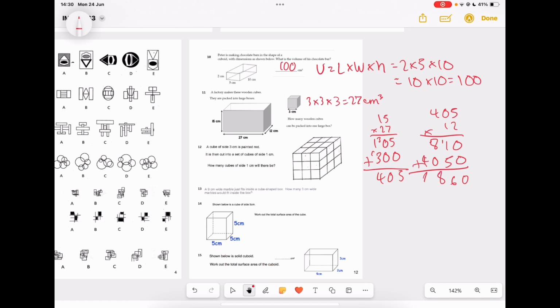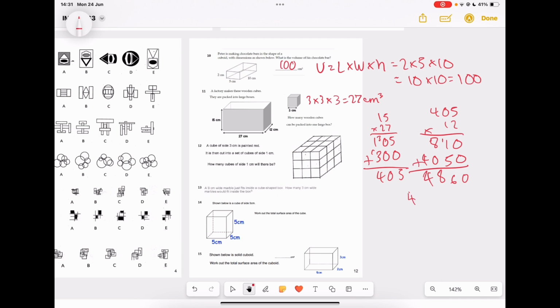0, 6, 8, 4. So it's 4,860. So then we're doing 4,860, and you have to divide by 27. So 4,860 divided by 27. So we take out 27. And how many can go into 48? That's 1. And then that leaves us with a remainder of 21. And then 216 divides into 27 8 times, and then 0. So the answer will be 180.